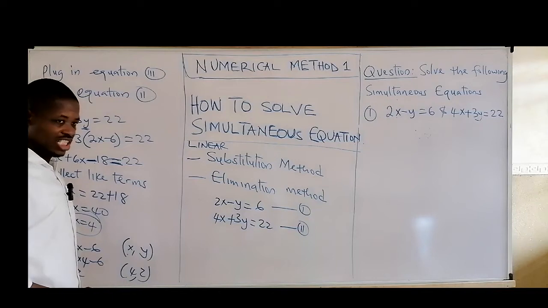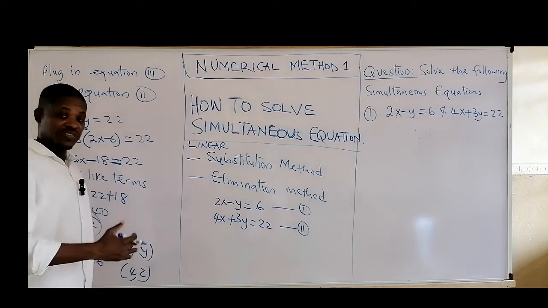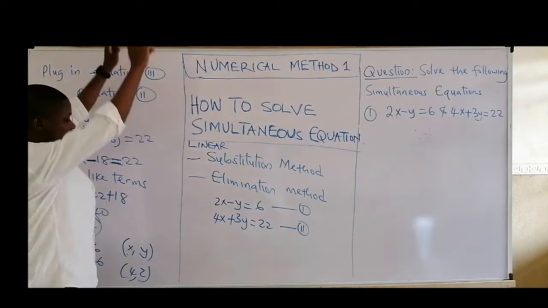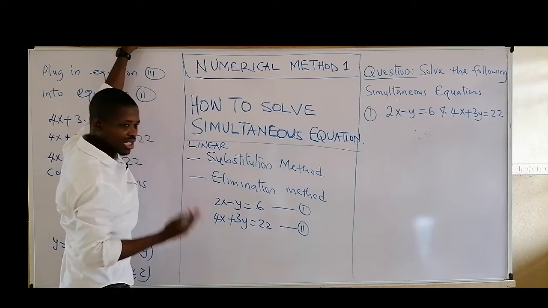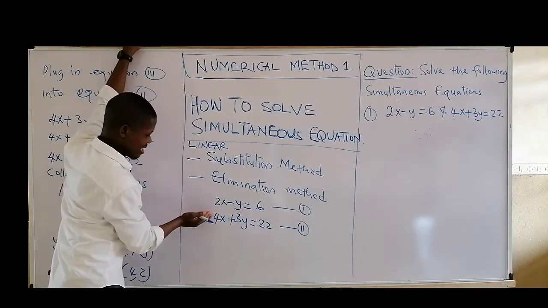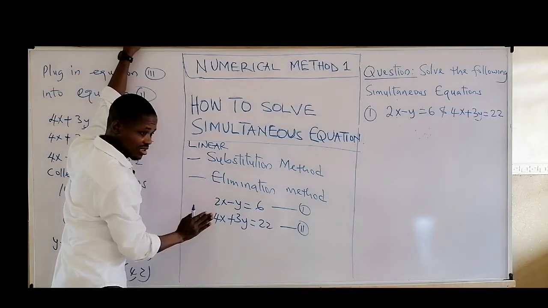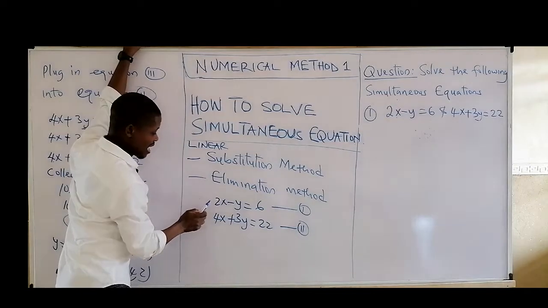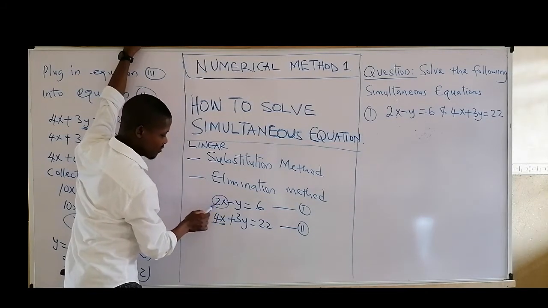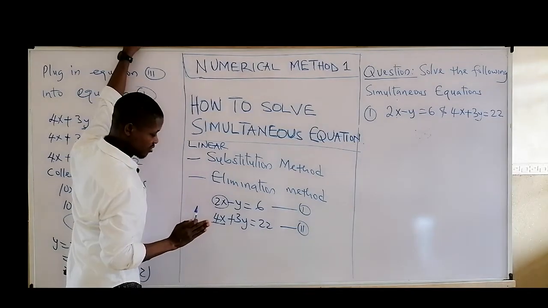achieve in elimination is that you need to destroy one of the variables, one of the letters, and get the other one. So what we want to do now is see which one we want to cancel out, we want to destroy. If it's x we want to cancel out, then the next thing is, we have 4x in this equation too. What do we have here? We have 2x. We have two options.